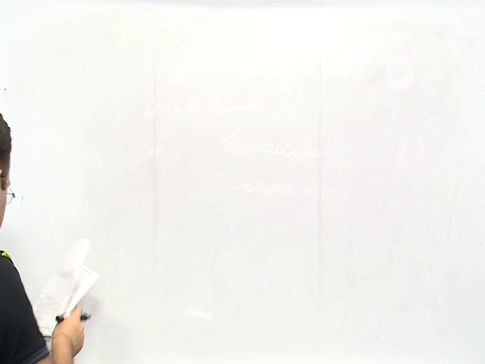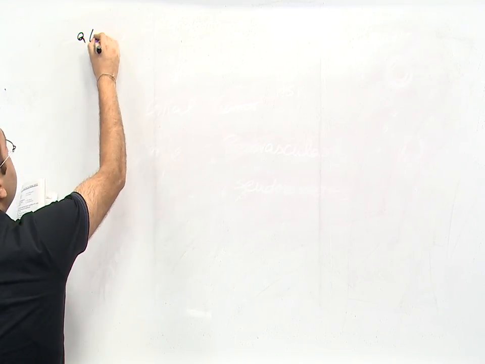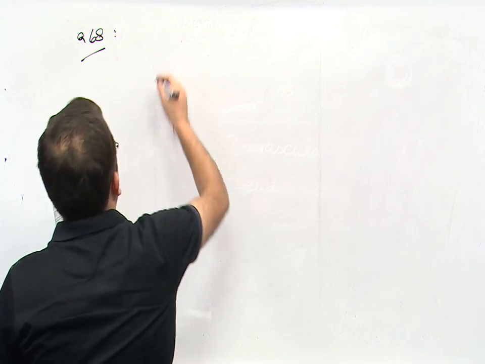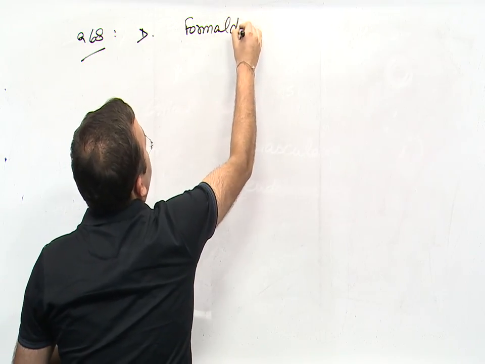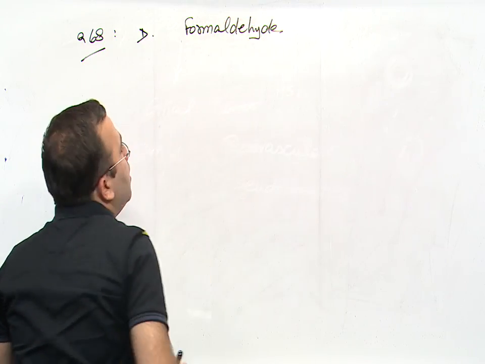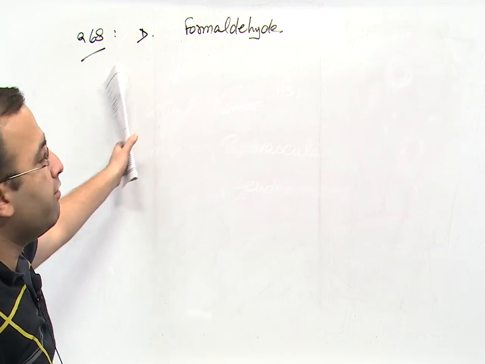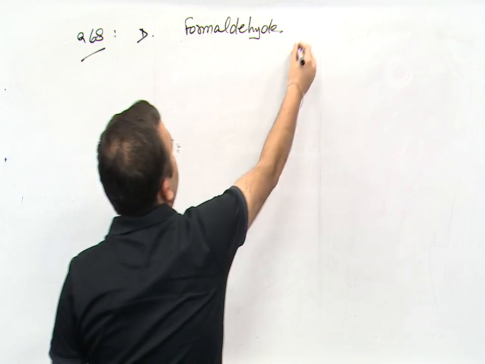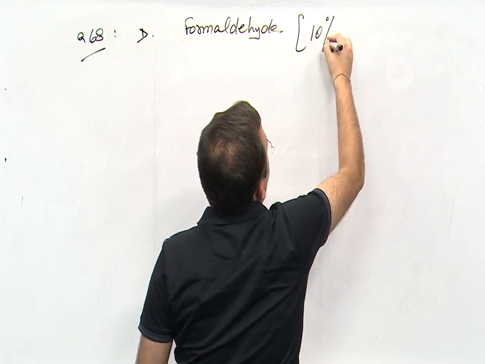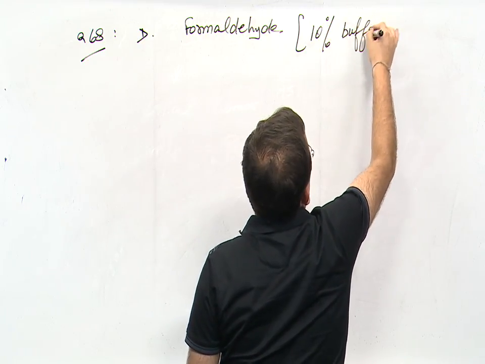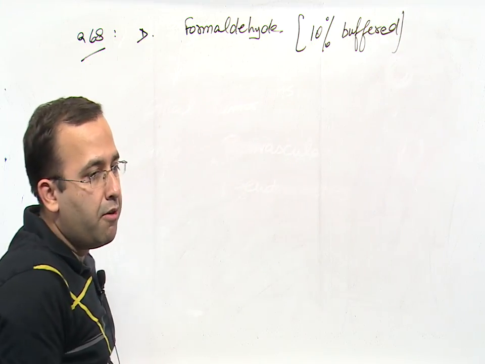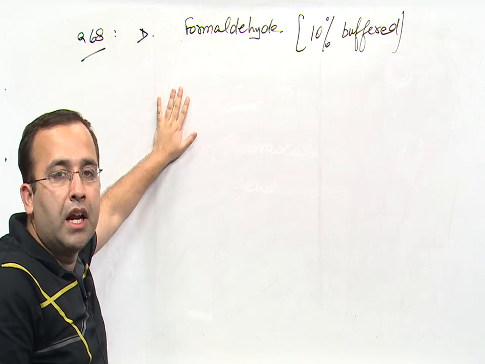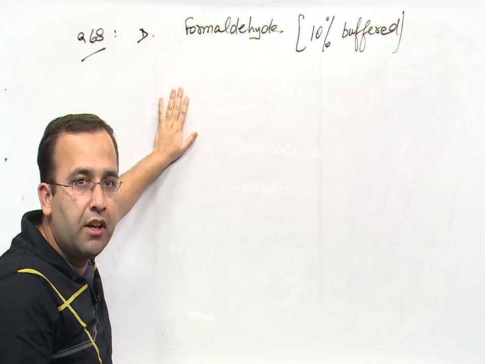This gets us to the next one, that is question 68. Most commonly used fixative in pathology, and the answer is D, that is formaldehyde. Most commonly used fixative, formaldehyde. What percentage? It is 10% buffered formaldehyde, that is the most commonly used fixative.